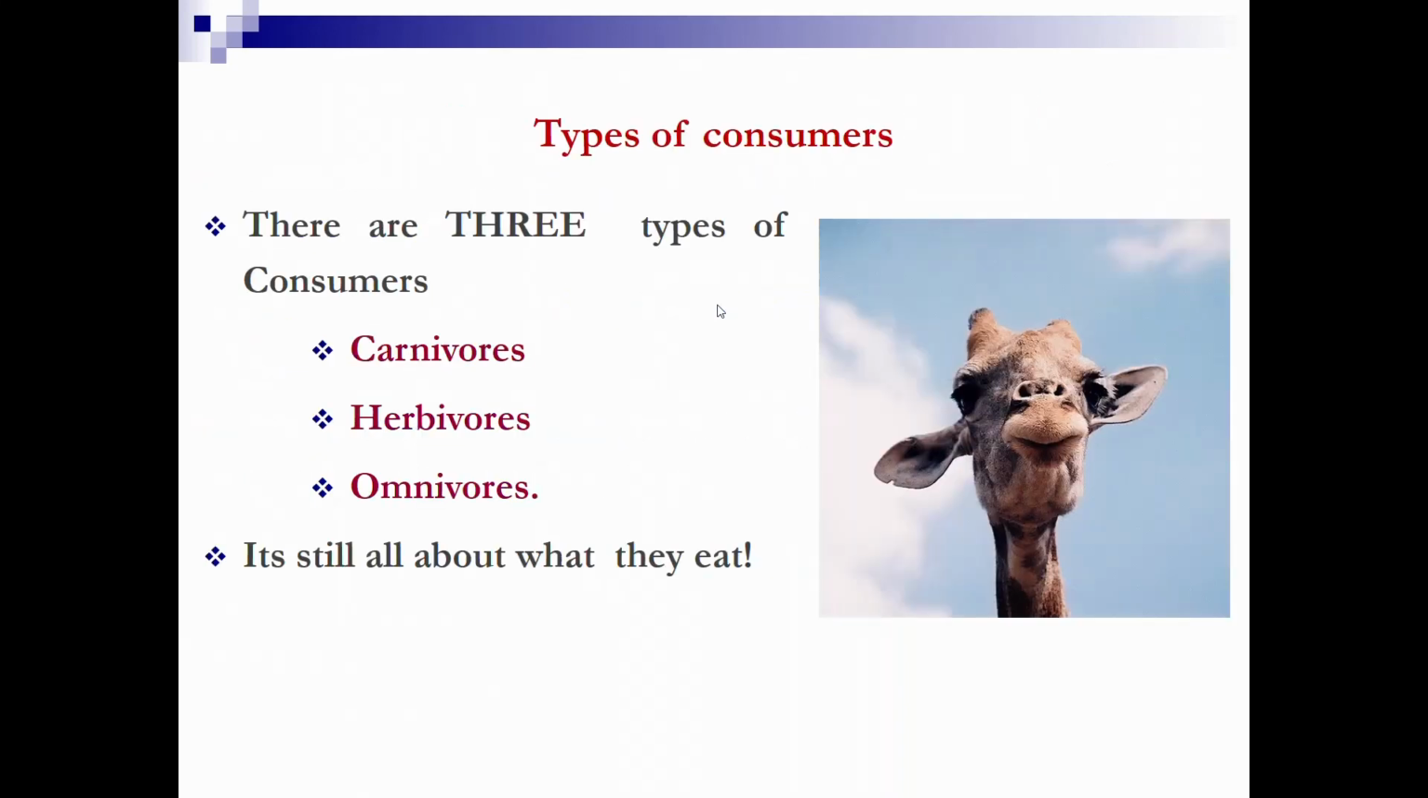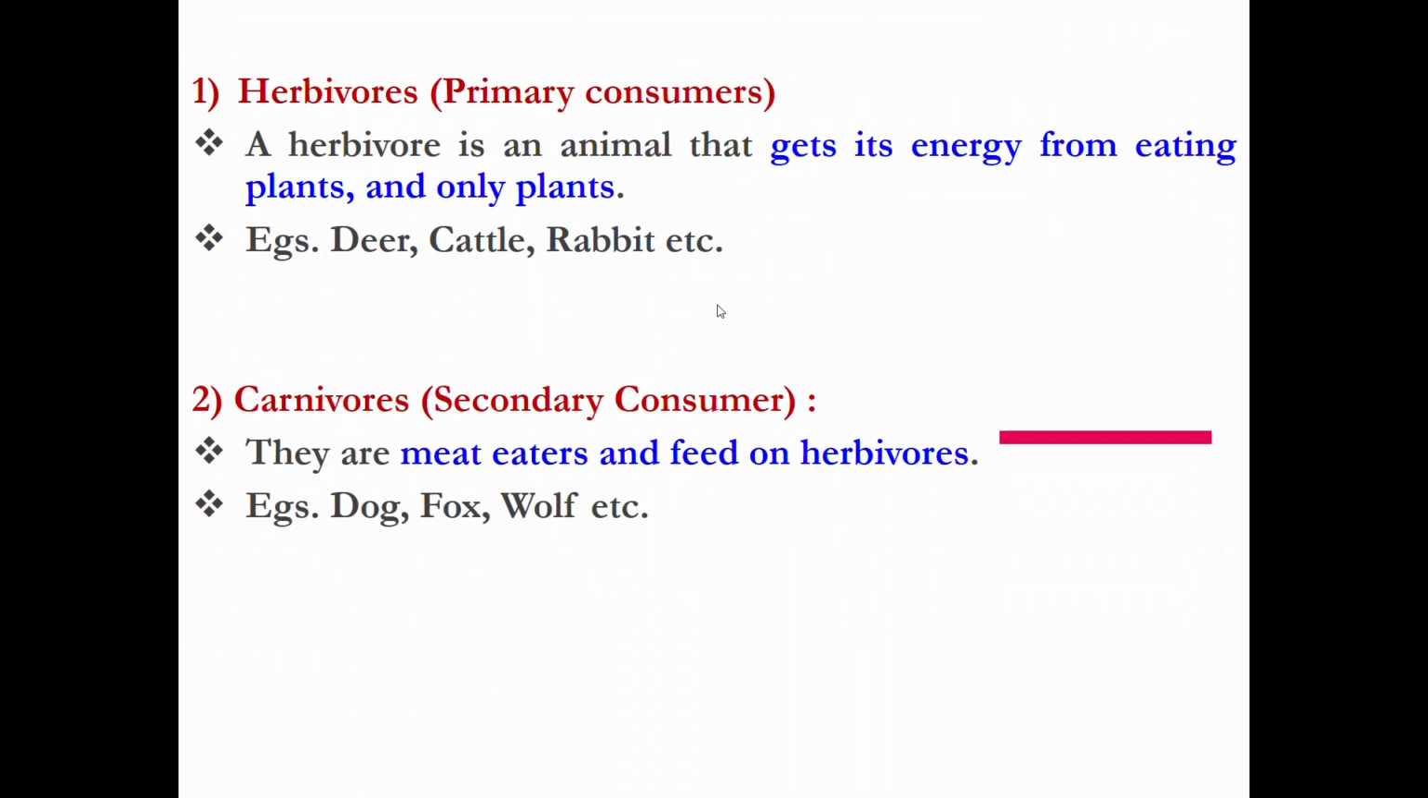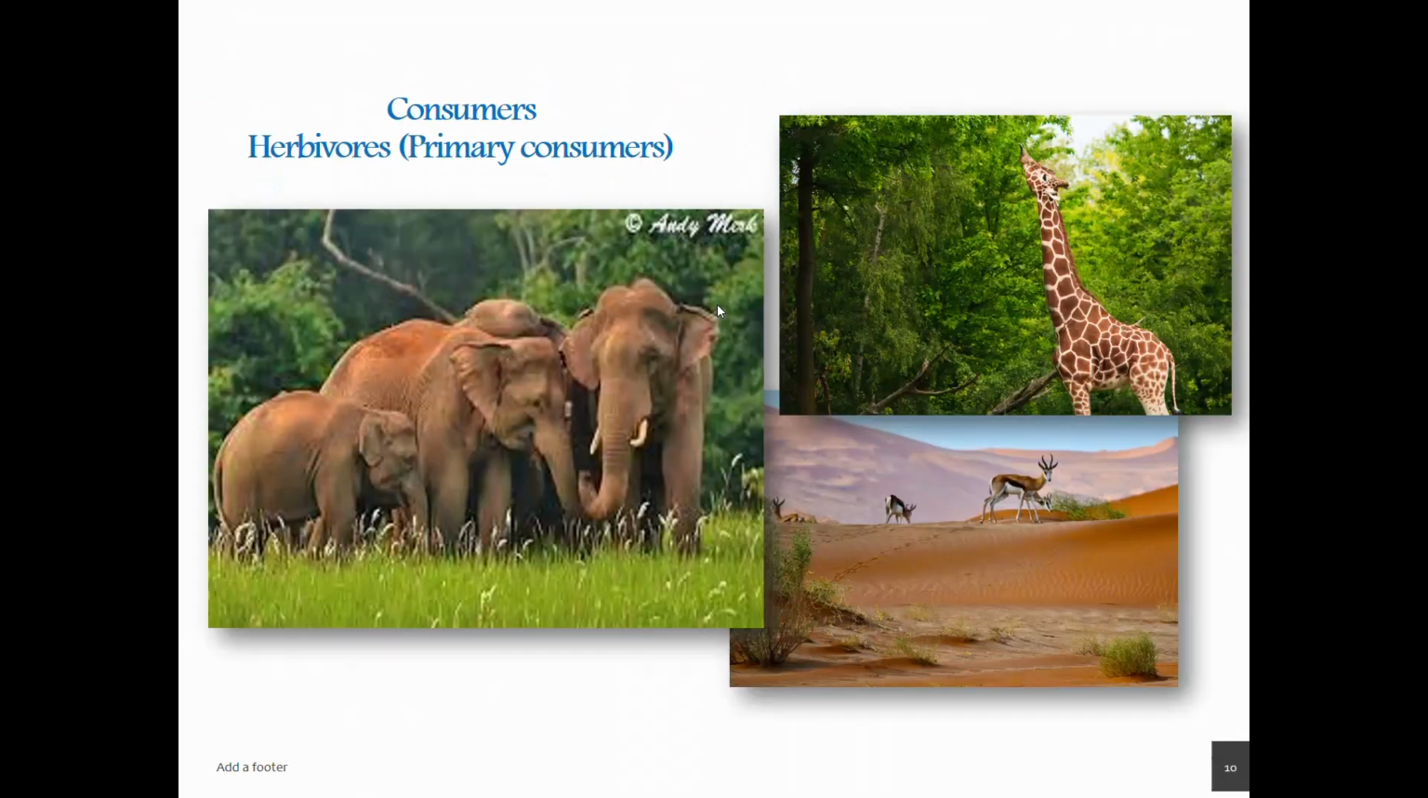Now the types of consumers. There are three types of consumers. The first category is carnivores, then herbivores, and the third one is omnivores. Herbivores are primary consumers, and they get their energy from plants and only from plants. Examples of primary consumers are deer, cattle, rabbit, etc. The next is the secondary consumer, which is called a carnivore, normally a meat eater that feeds on herbivores. Examples of carnivores are dog, fox and wolf, etc.